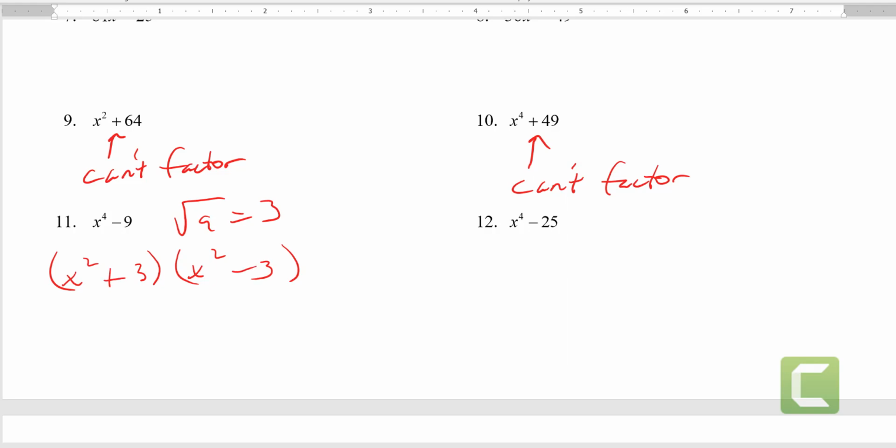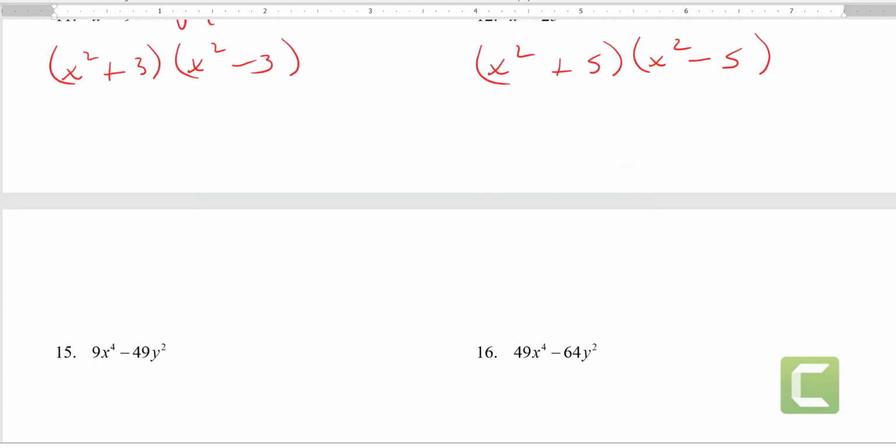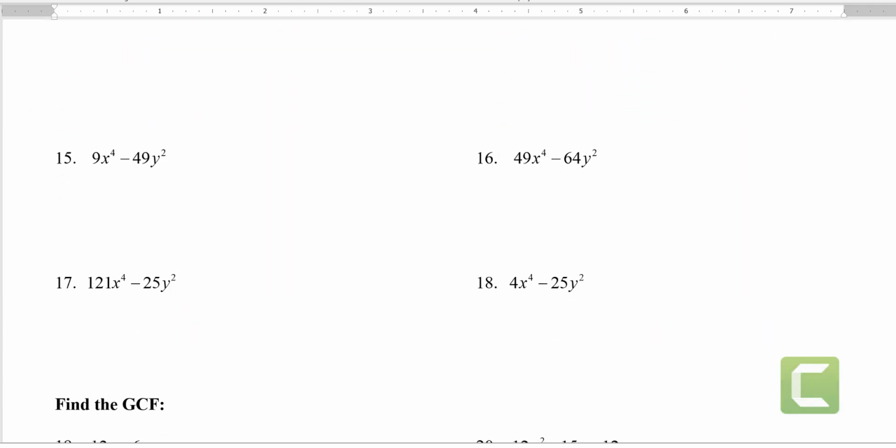Same thing with this one. X to the fourth, so it's x squared, x squared. Square root of 25 is 5, so 5 and 5, so it's plus and minus. Okay, let's get to the little more complicated ones.